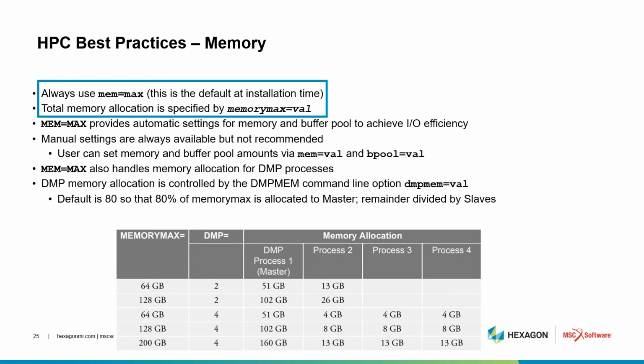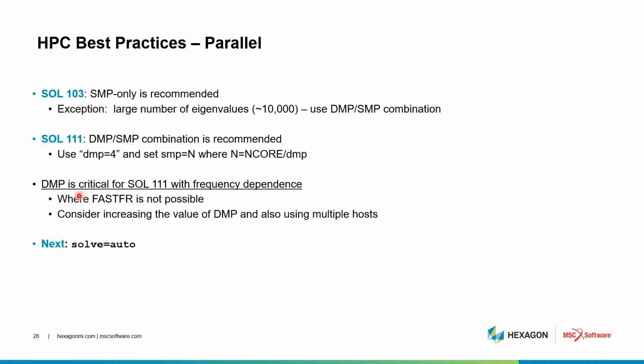Again, this one is more focused on automotive, but for solution 103, SMP only is recommended. The exception is a large number of eigenvalues, approximately over 10,000. Use a DMP SMP combination. For solution 111, a DMP SMP combination is recommended. Use DMP equal to 4 and set SMP equal to n, where n is the number of cores divided by DMP.